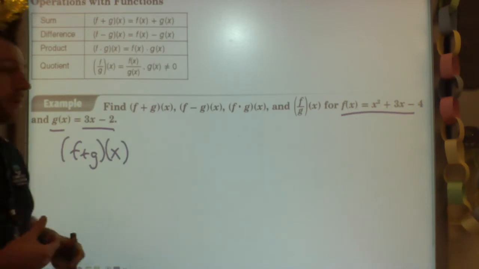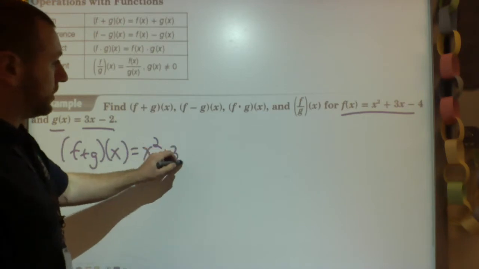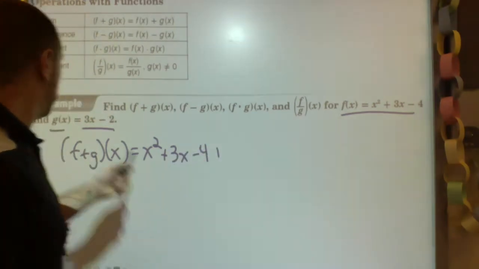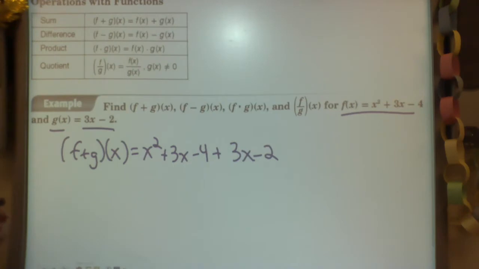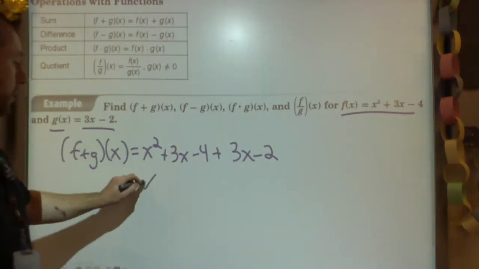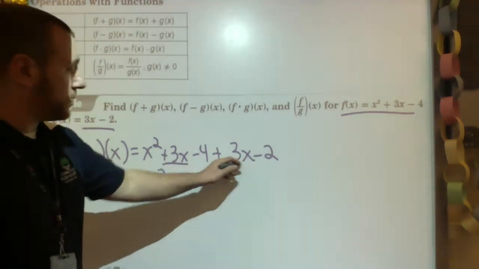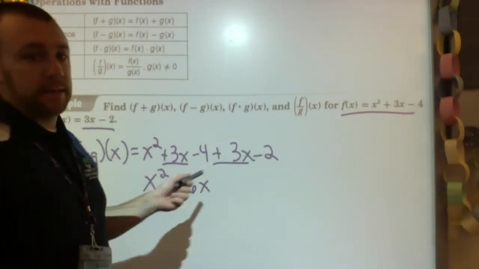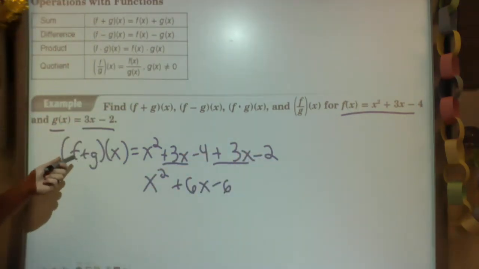First thing I write is the f of x function, x squared plus 3x minus 4. Then I write plus the g function, 3x minus 2. At this point, I just combine my like terms. There is no other x squared. I combine my x's, positive 3x plus 3x is plus 6x. And then I combine my constants, or my numbers here, minus 6. That is the f plus g of x.